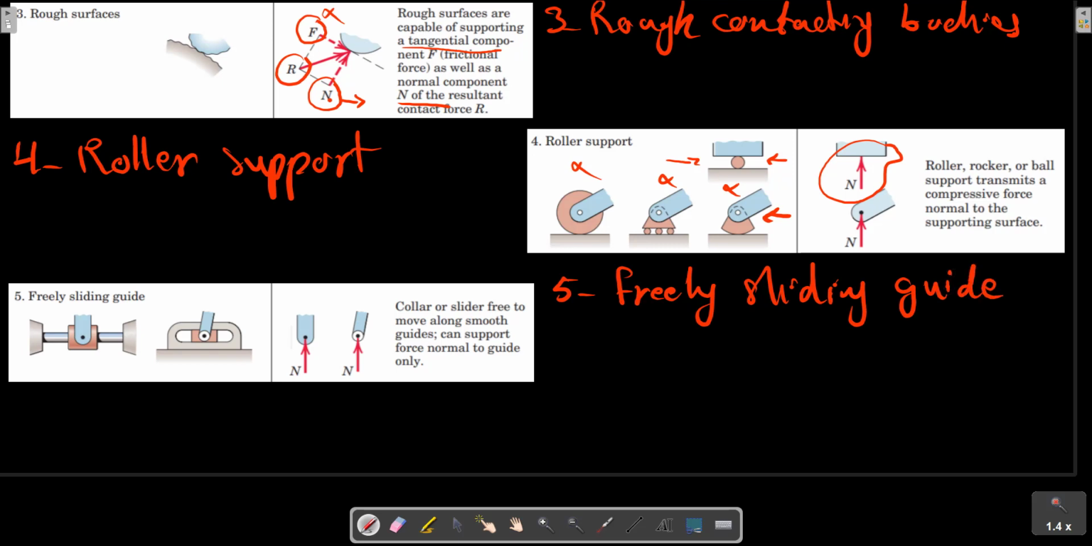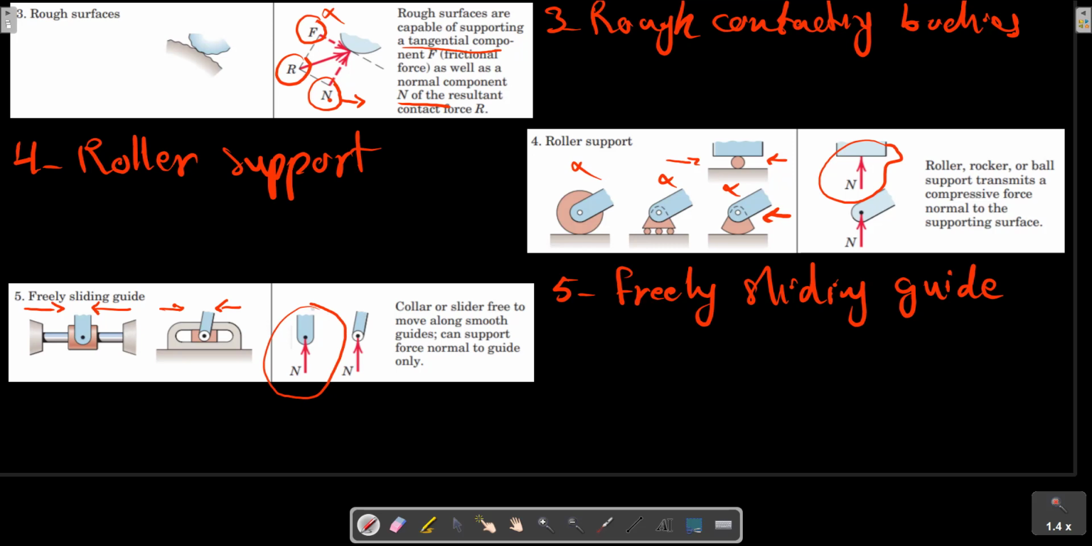Freely sliding guide. Example 5 shows the action of a smooth guide on the bodies it supports. There cannot be resistance parallel to the guide, as shown here. This structure cannot resist force applied in the horizontal direction, so the only reaction is in the normal direction.